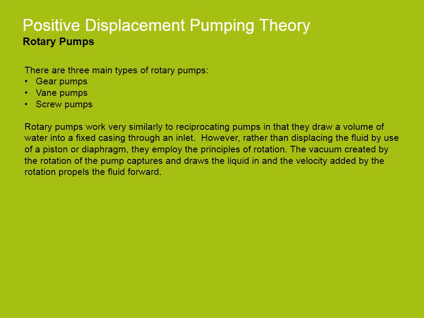There are three main types of rotary pumps: gear pumps, vane pumps, and screw pumps. Rotary pumps work very similarly to reciprocating pumps in that they draw a volume of water into a fixed casing through an inlet. However, rather than displacing the fluid by use of a piston or diaphragm, they employ the principles of rotation. The vacuum created by the rotation of the pump captures and draws the liquid in, and the velocity added by the rotation propels the fluid forward.